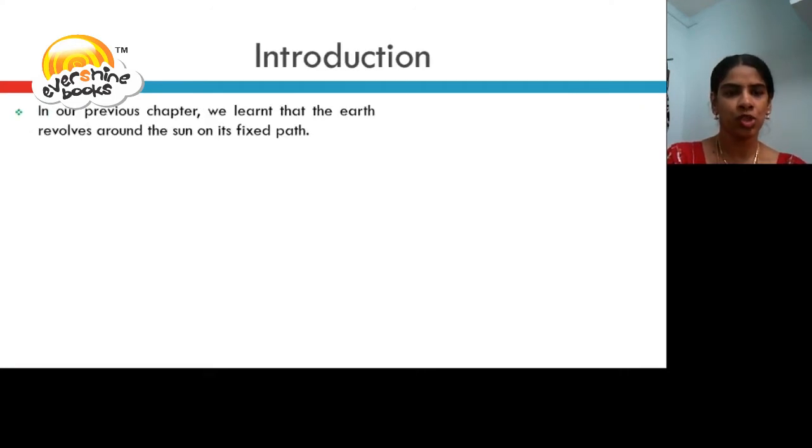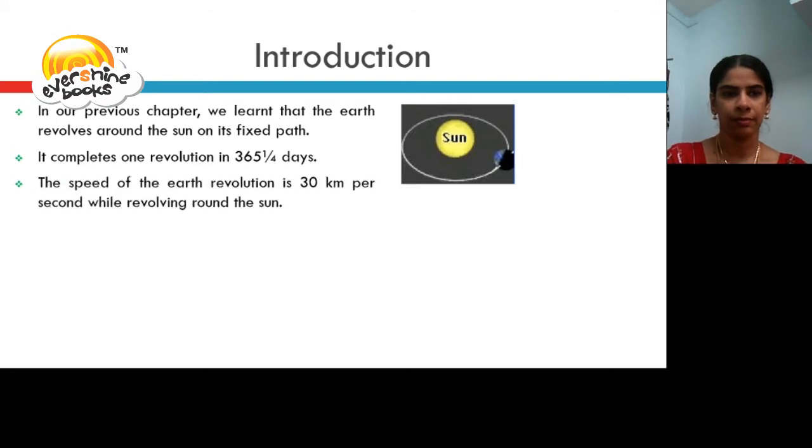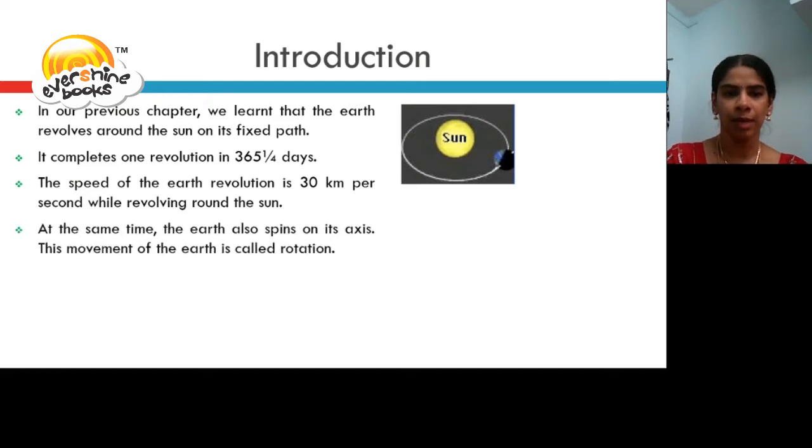In our previous chapter, we learned that the earth revolves around the sun on its fixed path known as orbit. It completes one revolution in 365 1/4 days. The speed of the earth's revolution is 30 km per second while revolving round the sun. At the same time, the earth also spins on its axis.